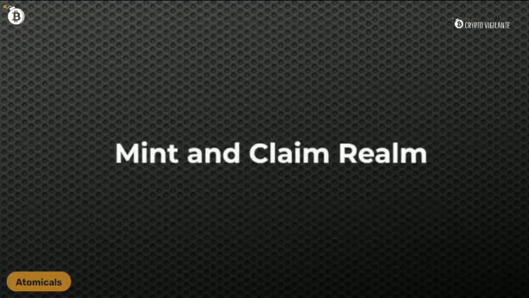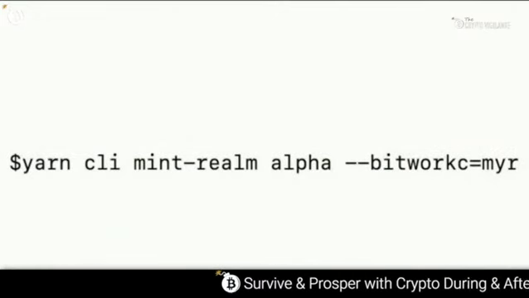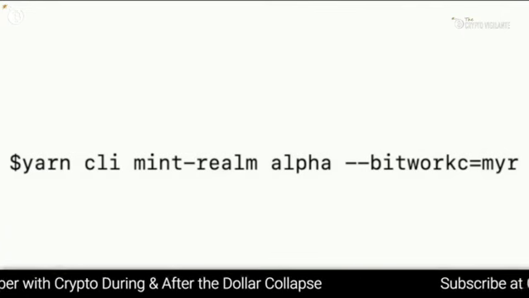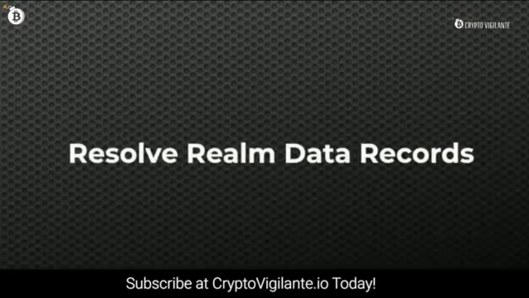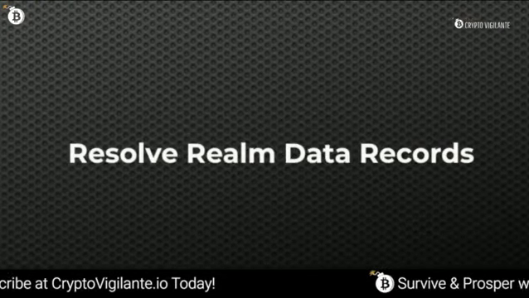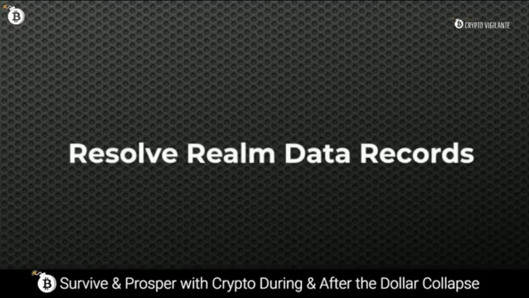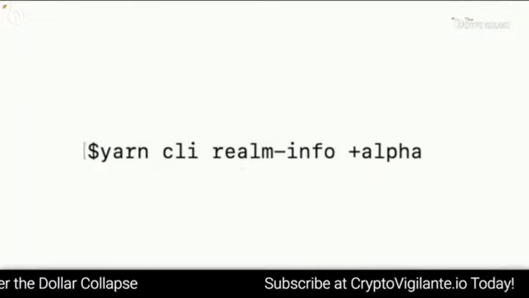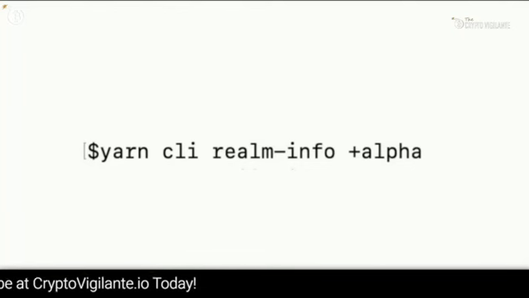Let's show how we can mint and claim a realm. CLI, mint realm, alpha, and we attach our familiar bitwork to slow down the registrations. That's all we'd have to do. I'm not going to go through paying the QR code, but that's all it is for the command to create and claim your own realm. To resolve the data, like you do a DNS whois query, just go CLI realm info. And we use the plus alpha to get data about it.